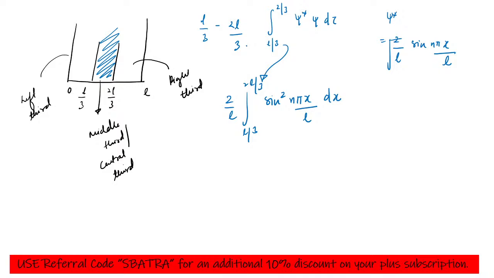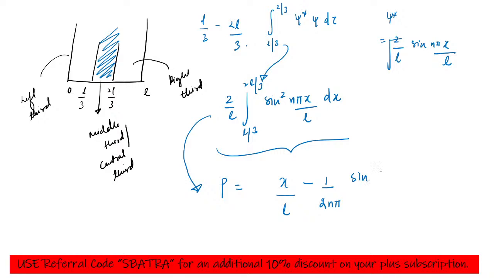Okay, now if you have completed the quantum chemistry lectures from special classes, you must have remembered one particular thing, that I have told you that this particular part is very lengthy to solve. So after solving this particular part, we just got one formula of probability which you have to remember. Okay, so what is that formula? Probability is equal to x by L minus 1 by 2n pi sine 2n pi x by L. So this is the formula of this particular function with limits a to b.